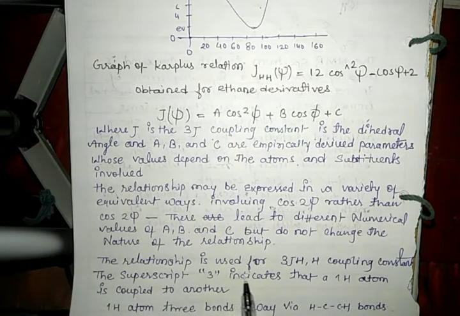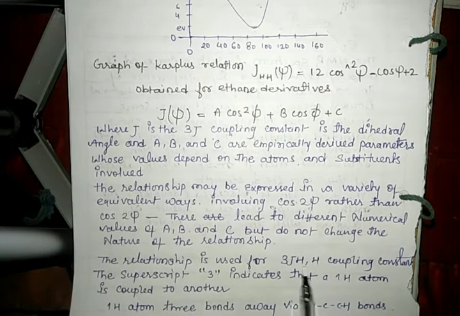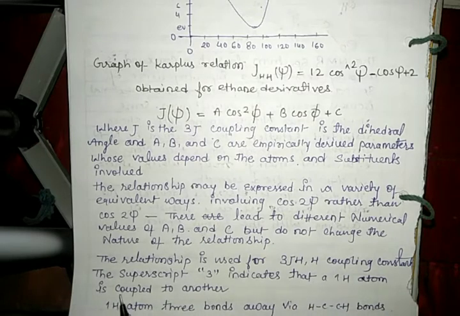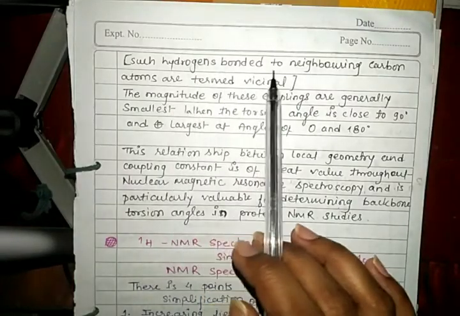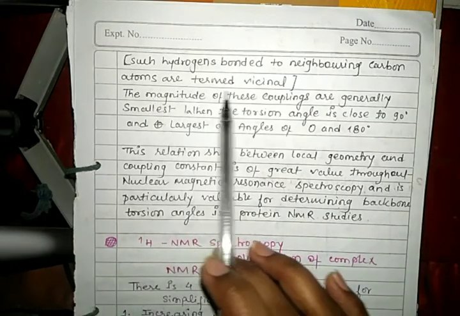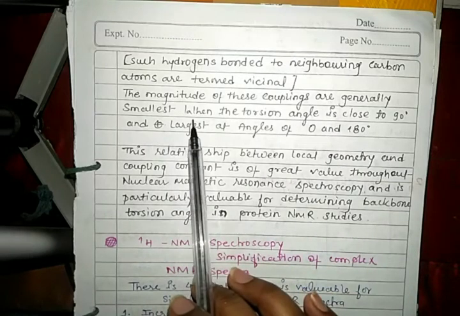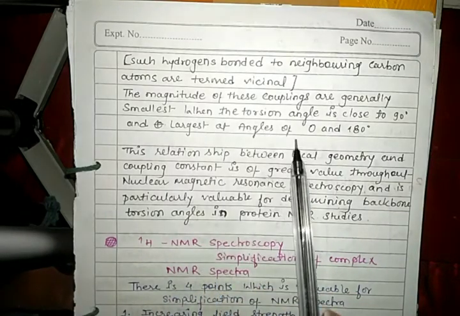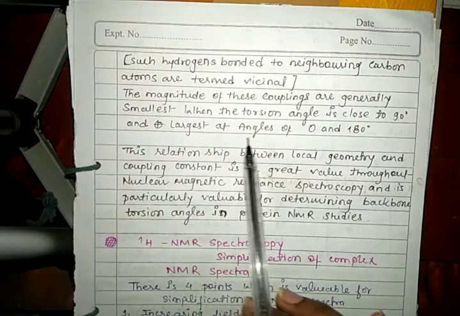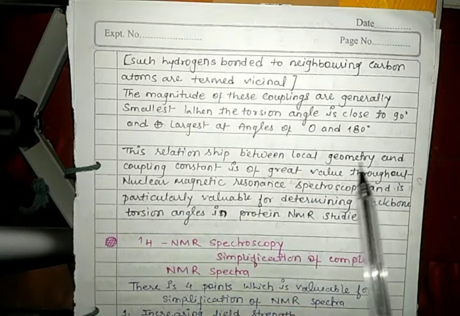The relationship is used for 3J HH. HH means hydrogen-hydrogen coupling constant. The superscript 3 indicates that a 1H atom is coupled to another 1H atom 3 bonds away, by H-C, C-C, C-H bonds. Such hydrogens bonded to neighboring carbon atoms are termed vicinal. The magnitude of these couplings are generally smallest when the torsion angle is close to 90 degree and largest at angle of 0 degree and 180 degree.